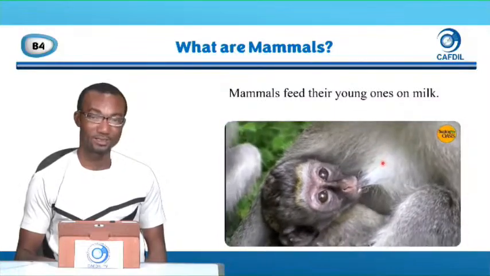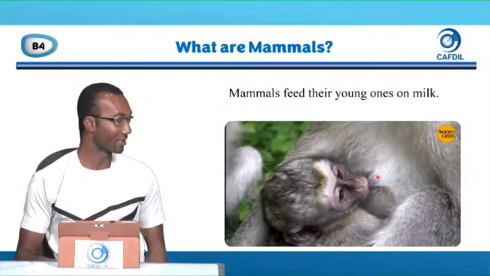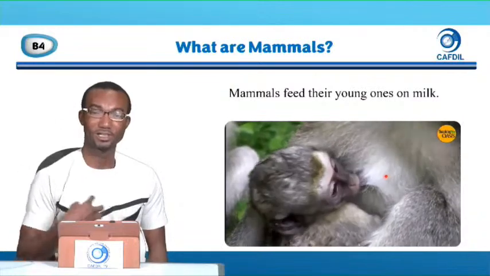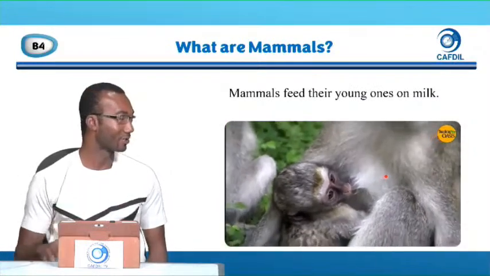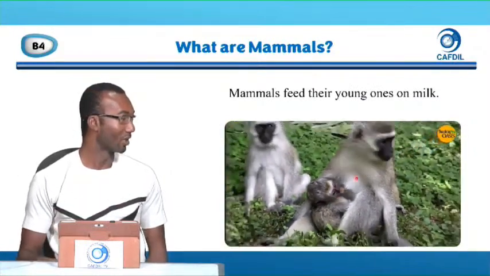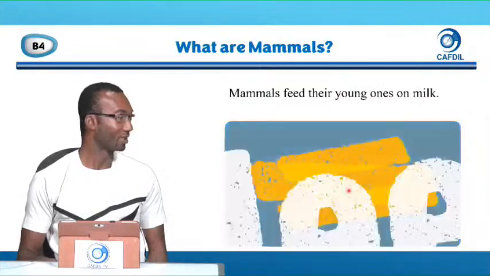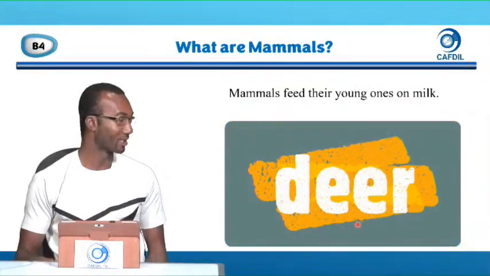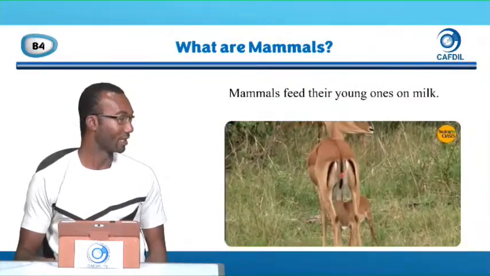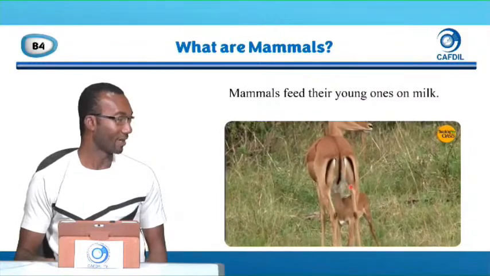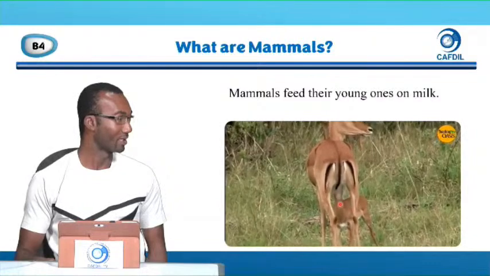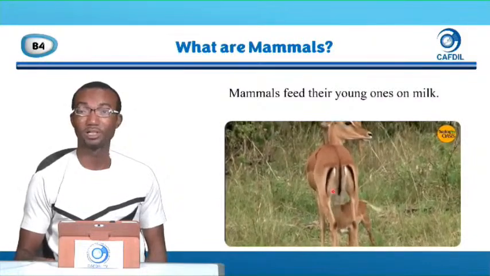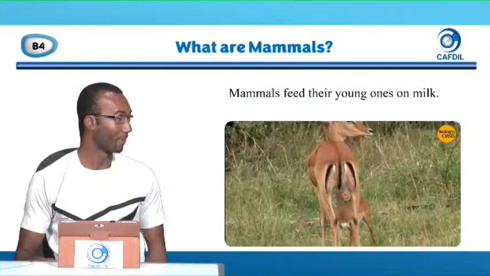Monkeys have breasts because their mammary glands are located on their chest. So this baby monkey is feeding on milk from the mother's breast. We have deer. Deer have udder. So you see the young deer feeding on milk from the udder.